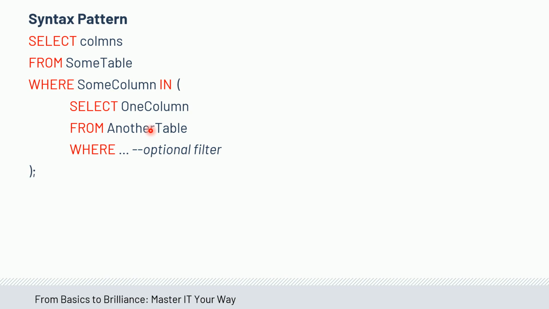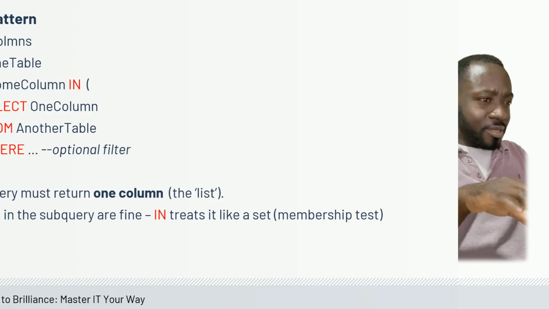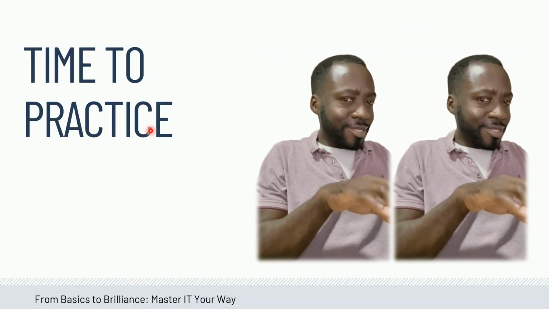Okay, so if it doesn't make any sense to you now, don't worry about it. I will bring it down to your level. So the subquery must return one column, which is the list, and duplicates in the subquery are fine. So the IN treats it like a set, which is a membership test. Okay, so now let's get into it.